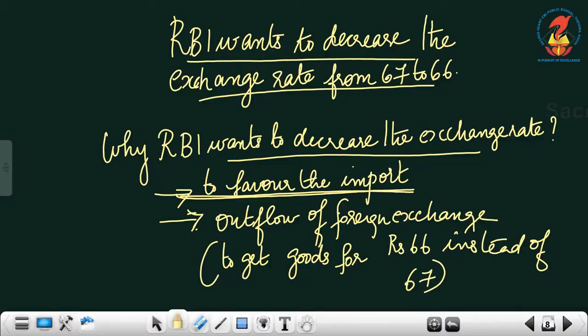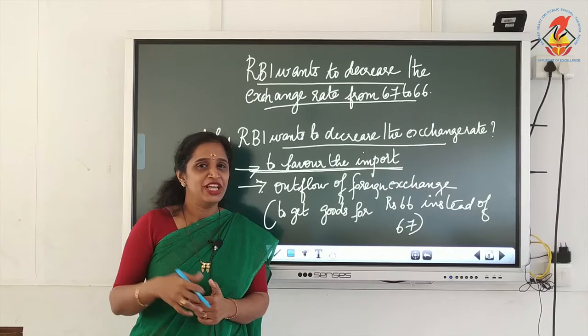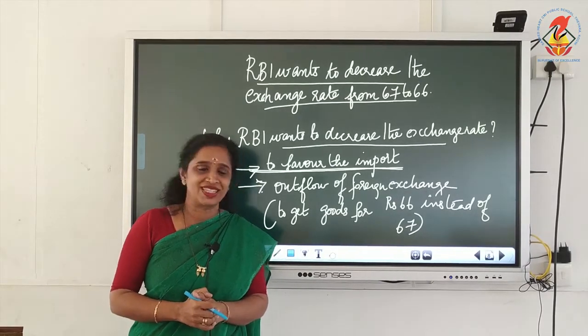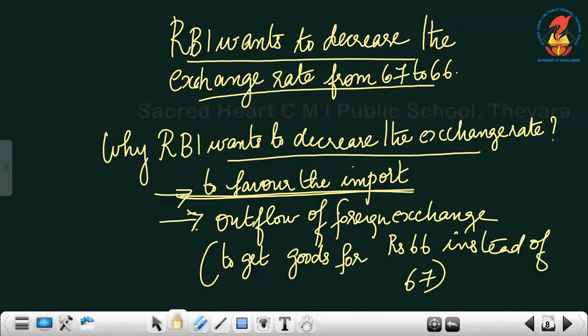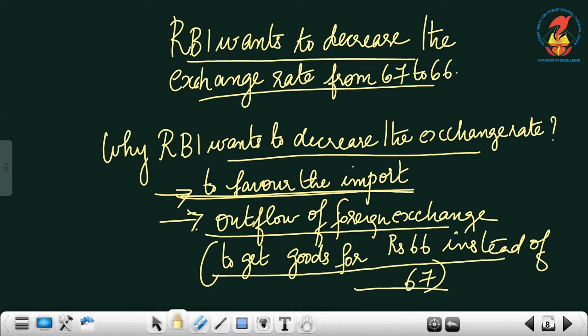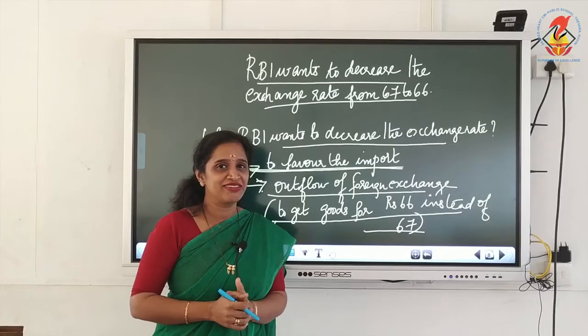That means previously if we were paying rupees 67 for $1 worth of good, now we need to give only rupees 66. So it is favorable for us because the money is flowing outside from us. That means outflow of foreign exchange. Indian currency is flowing out, outflow of foreign exchange. So for them, Indian currency is a foreign exchange. That is why it is explained as outflow of foreign exchange. So to get goods for rupees 66 as per Indian currency instead of rupees 67, RBI is playing this game.